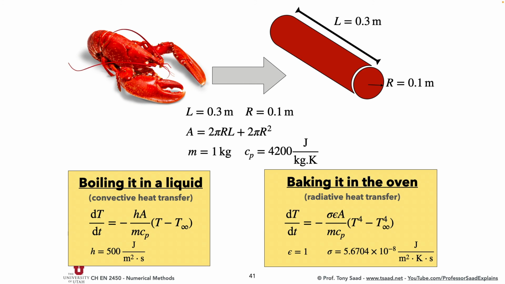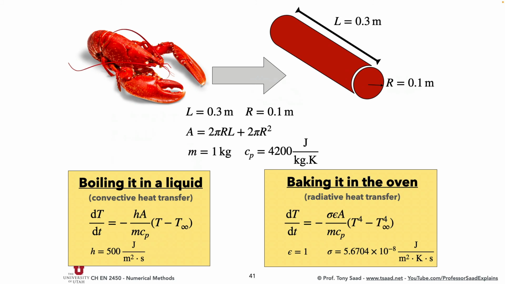Okay? Now, when you bake it in the oven, you still have a rate of change of the temperature of the lobster with time. You have a bunch of terms here, area, etc. Forget those for a second. But then you have this T to the power 4 minus T infinity to the power 4. So it looks like that one, but each term is raised to the power 4 because radiation is a very highly nonlinear process.